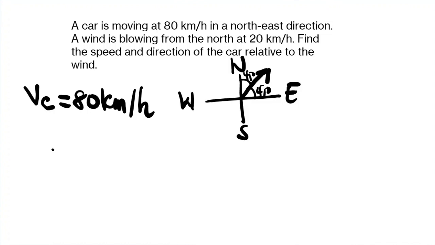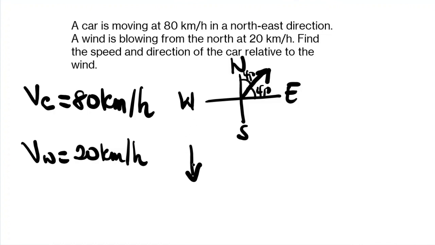Then a wind is blowing from the north at 20 kilometers per hour. So the velocity of the wind is equal to 20 kilometers per hour, but they say it's moving from the north. If you are moving from the north, you are going towards the south, right? So the velocity of this guy is towards the south. What will be the bearing for the wind then? It's going to move from here to here, right? The bearing is the whole distance.